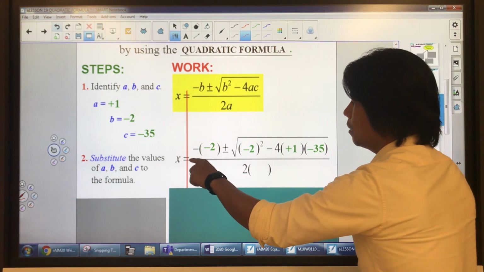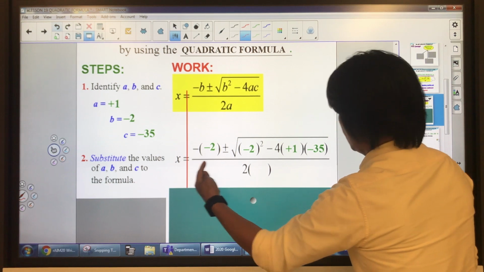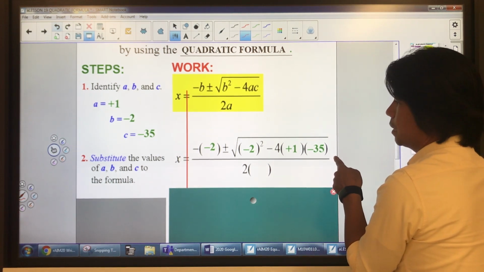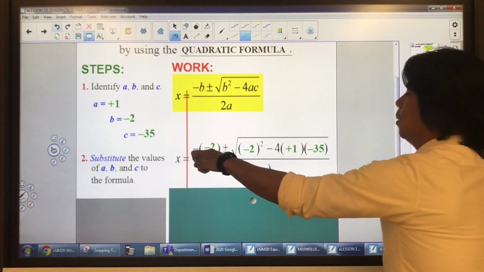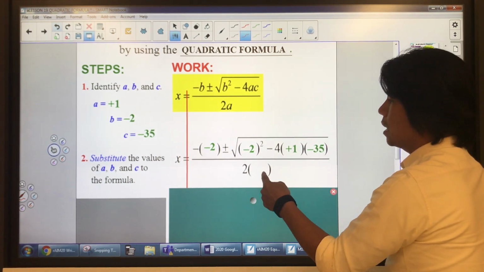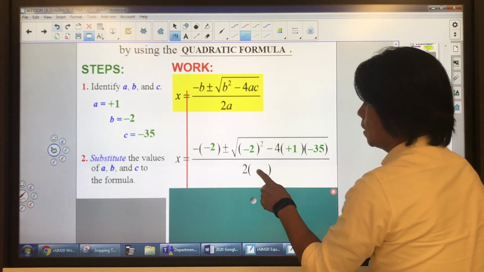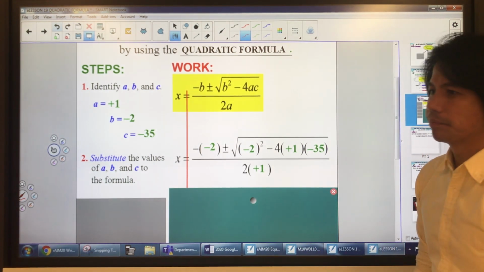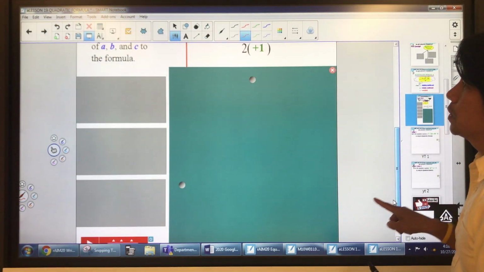The reason why I say all over is that the line goes from the negative there all the way to the last number here. Don't forget to put the line all the way. So 2 times what? It says 2a, which is positive 1. Right there. So that's step 2. Let's go to step 3.